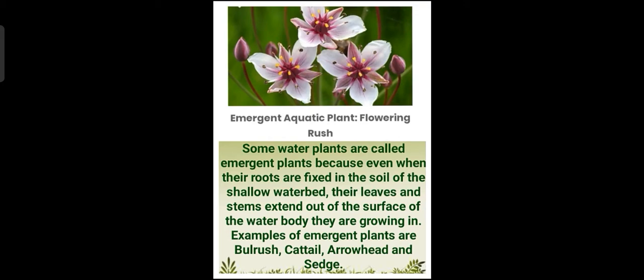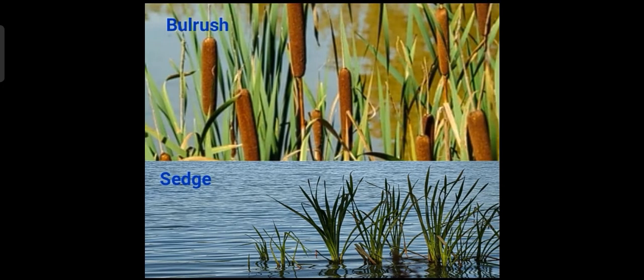Emergent plants. Some plants are called emergent plants because even when their roots are fixed in the soil of the shallow waterbed, their leaves and stems extend out of the surface of the water body they are growing in. Examples of emergent plants are bulrush, cattail, arrowhead and sage. As you can see in the picture, for bulrush and sage, only their roots are in the water and their leaves and stems emerge out from the waterbed.